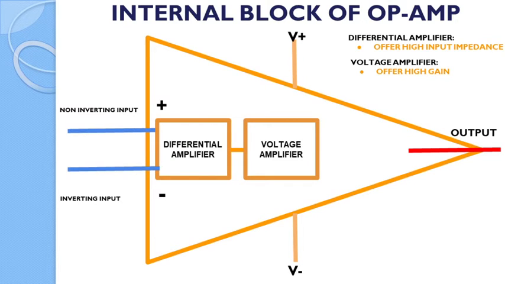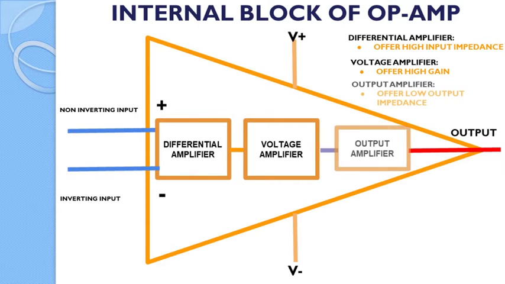Provide high gain with this stage. The output of the voltage amplifier is given to the next stage of the operational amplifier, the output amplifier. The output amplifier offers very low output impedance. That means if we connect the op-amp output to an external circuit, the output voltage of the op-amp is not affected by the amount of current drawn by the external device. So the op-amp output impedance is very low.